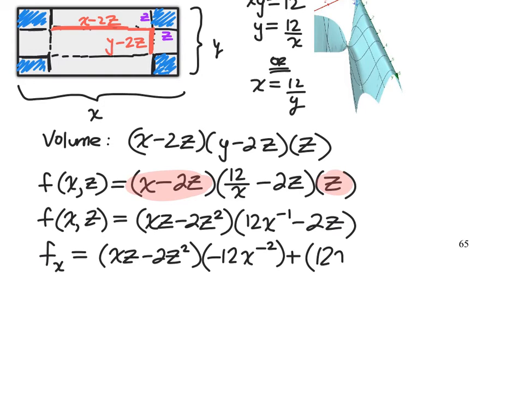Plus the second factor times the derivative of the first. Same deal. The first part of that first factor is the only thing that has an x in it. So I'm just going to be left with a z there. All right. It's ugly, but the act of finding the derivative wasn't bad.